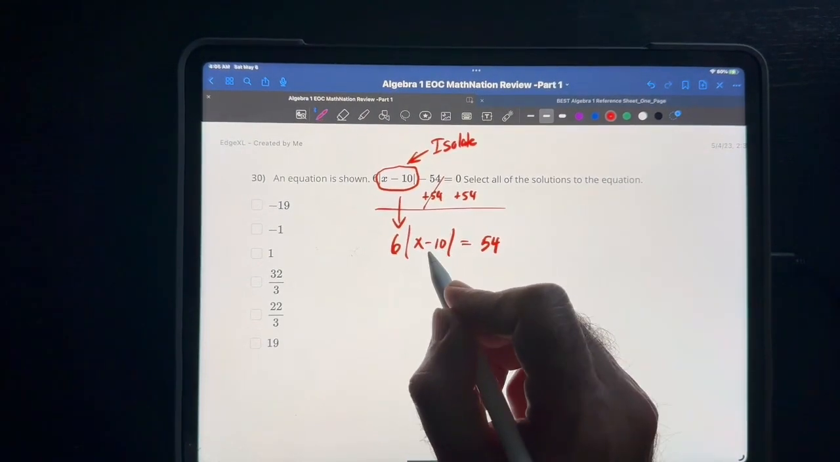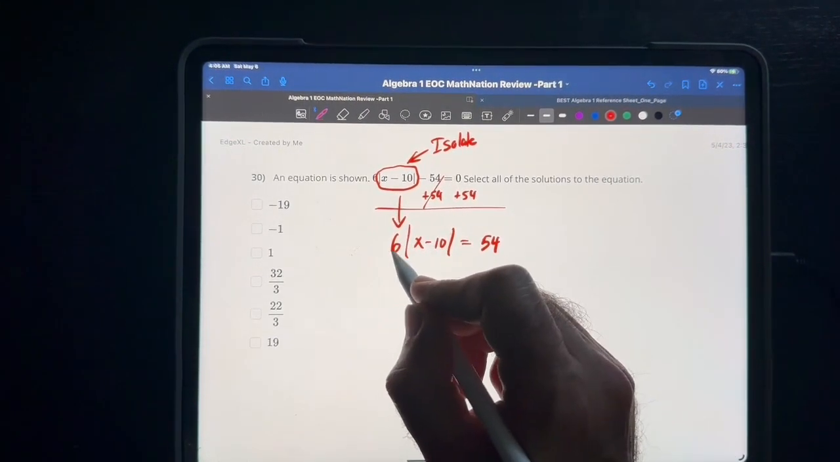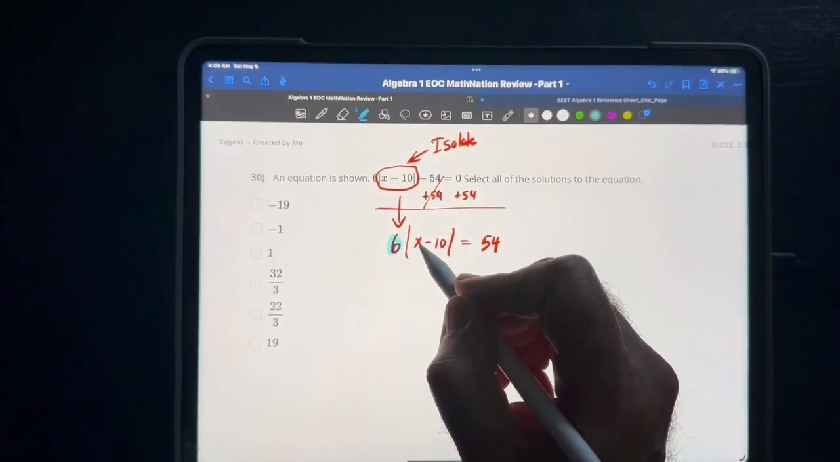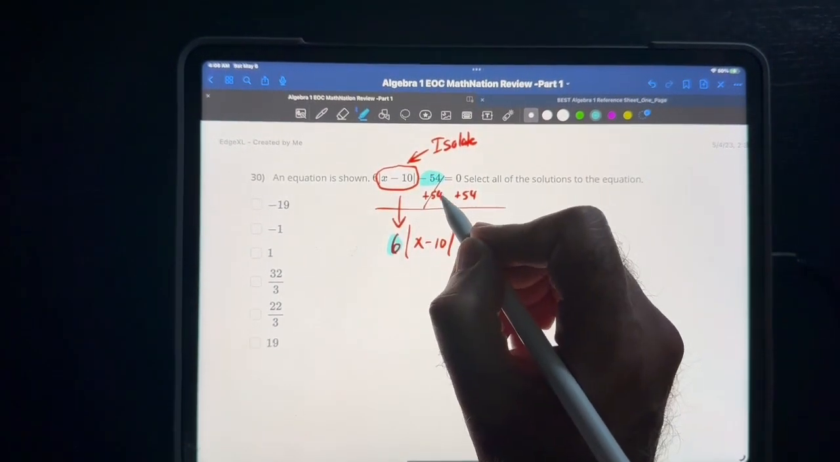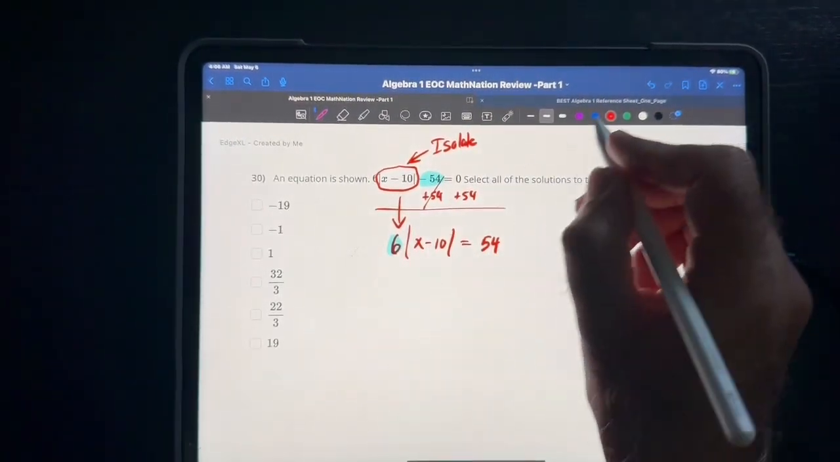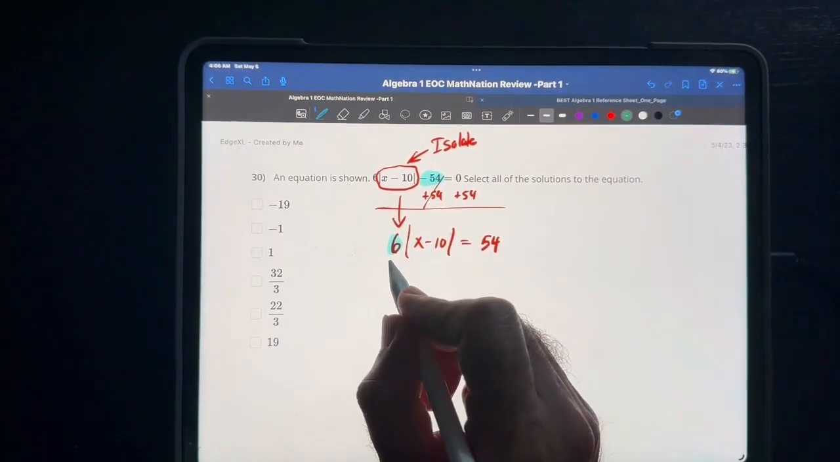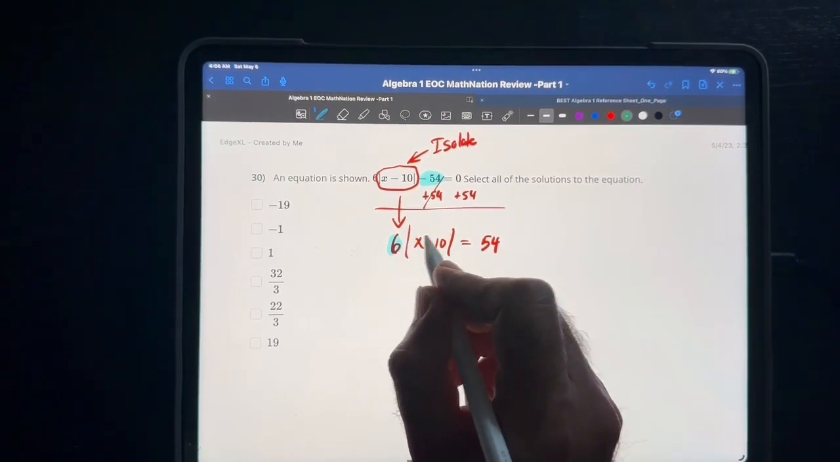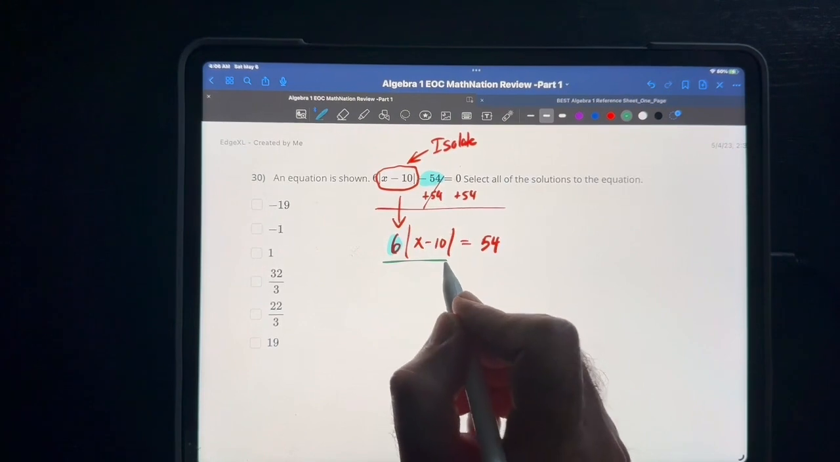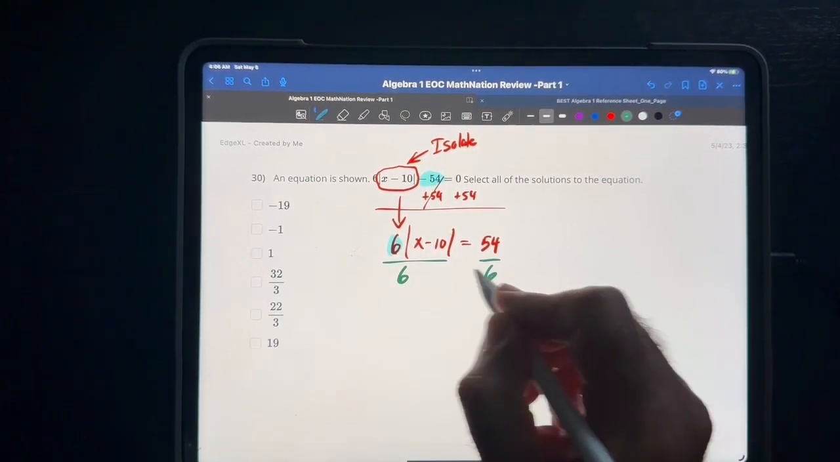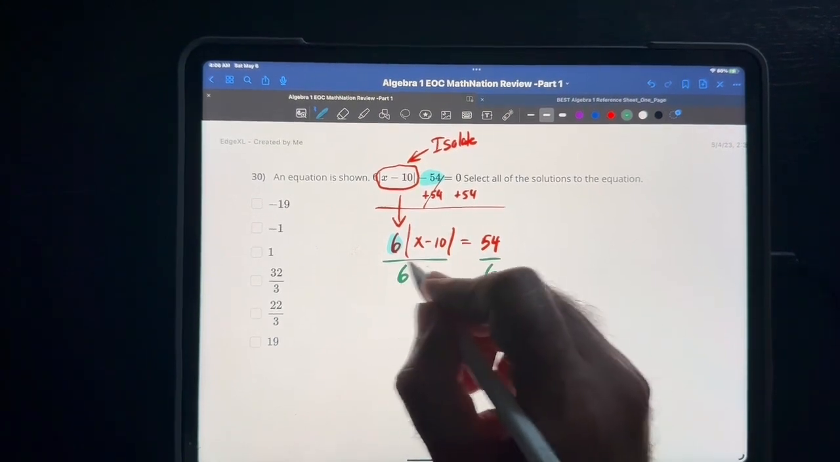Now, don't split this up into 2 until you get rid of the 6. So now I'm working to get rid of this guy, okay? So first I got rid of that, then I get rid of the 6. So how do you get rid of the 6? I'm going to divide by 6. Why divide? Because I'm multiplying here. 6 times this. So the opposite of times is division. So I'm going to divide both sides by 6. Whatever you do to one side, you do to the other.